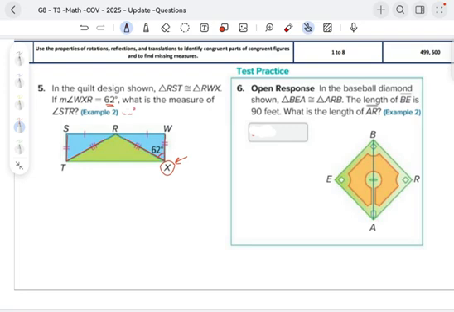S, T, then R. This is the angle, okay? If the measurement for angle WXR is 62, what is the measurement for angle T? As you can see here, T is corresponding with X. Since they are congruent to each other, they have the same measurement. The measurement for angle T is equal to the measurement for angle X. So the measurement for angle T is 62.